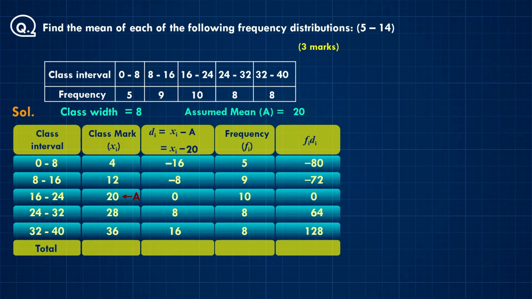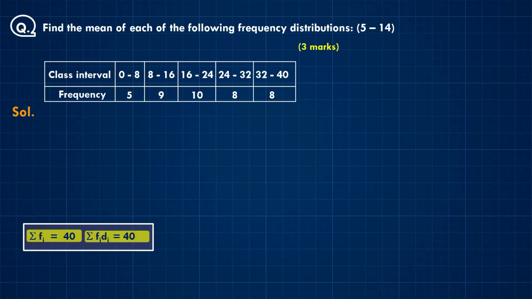Okay, now finally we need to add the total, that is summation of fi, which is 40, and then summation of fi di. So first we are going to add the negative part, and then we will add the positive one. Okay, so in this case summation fi di also we got 40. So the mean x bar will be equal to a, that is the assumed mean, plus d bar. D bar we know that summation of fi di by summation of fi. So now d bar will be here 40 divided by 40, that is equal to 1.